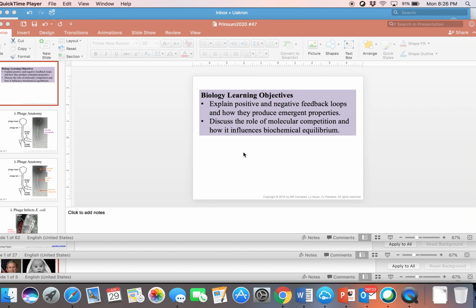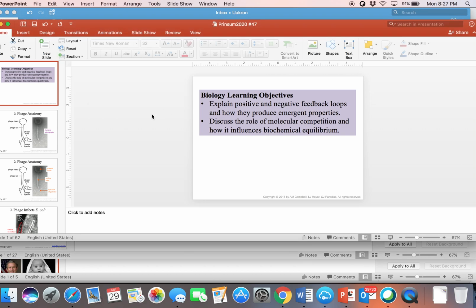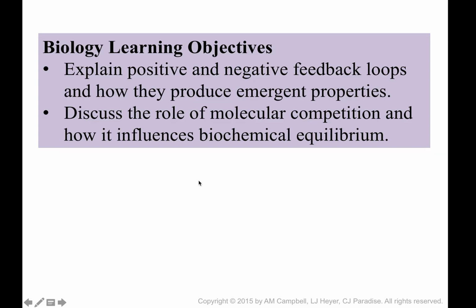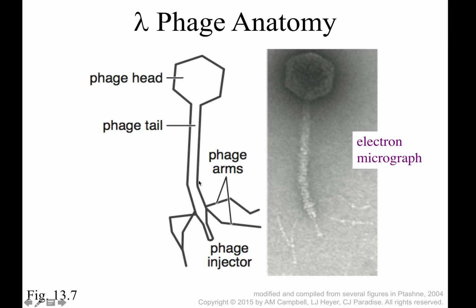We're going to continue our discussion of emergent properties with another example of an emergent property, and that's a feedback loop. And you've seen this before when we talked about the Lac operon, how the product of a pathway can go backwards and affect the pathway, turning it on or turning it off. In this one, it's a little more complicated, and it talks about a virus.